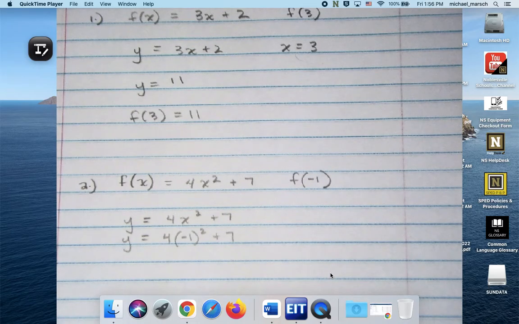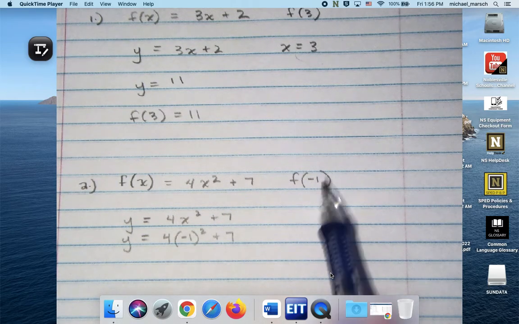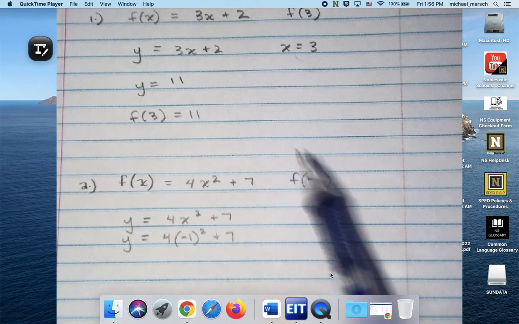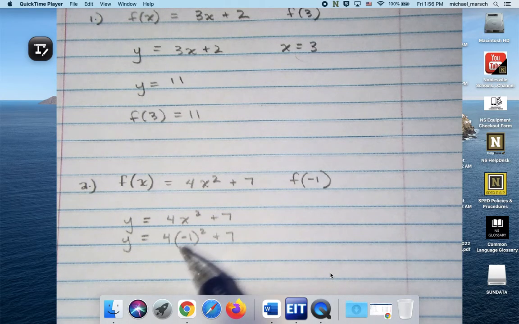Yes, sir? Why negative 1? Because I just decided to make that the function number. So I put this where the x was.